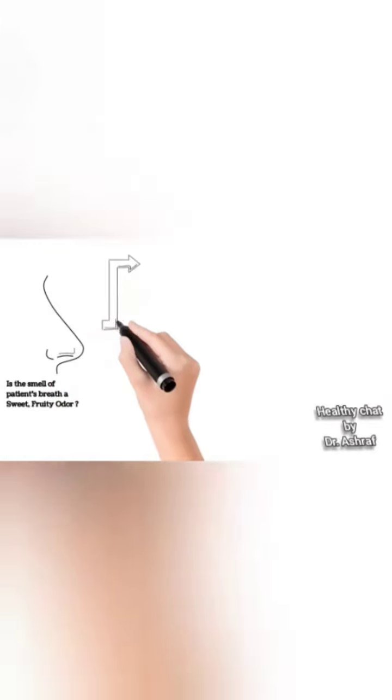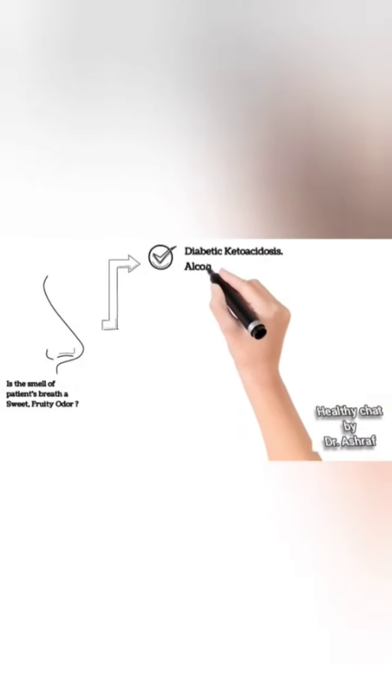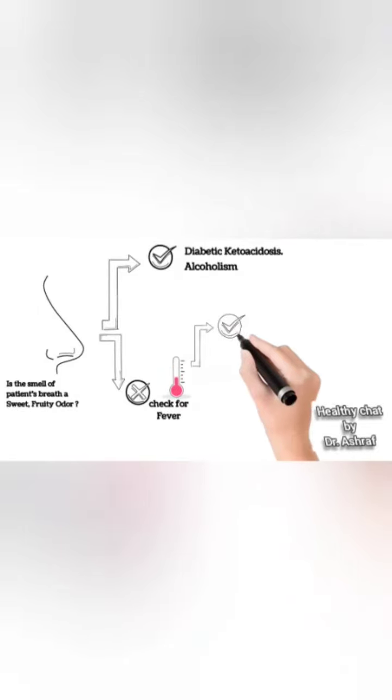First, smell the patient's breath. A sweet, fruity odor suggests diabetic ketoacidosis. It can also be present in some cases of alcoholism. No sweet odor leads us to check for fever. Check for fever. If fever is present, this signals an infectious or inflammatory process.